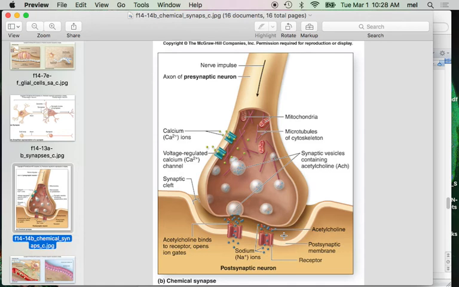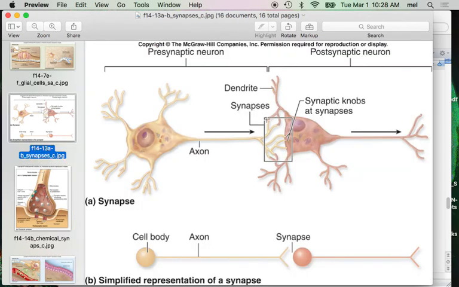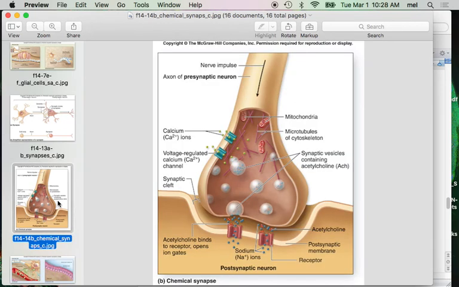It's going to bind to receptors. Let's say the receptors are going to be on the dendrites of the postsynaptic cell. Then you're going to be receiving information, and the postsynaptic cell could get an action potential and start the whole process over again. Is that okay?